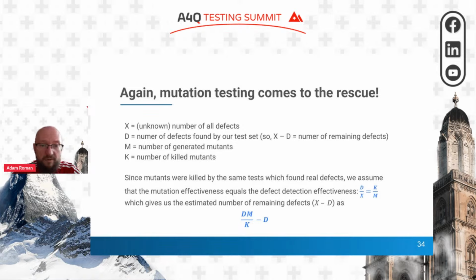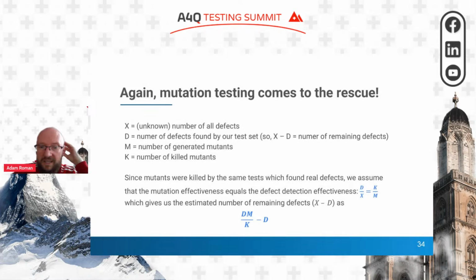X is the number of all defects. D is the number of defects actually found by our test set. So X minus D will be the number of remaining defects. M is the number of generated mutants, and K will be the number of killed mutants. And we assume a simple thing: that the proportion of killed mutants is the same as the proportion of detected defects to all real defects in the code. So K to M is the same as D to X.